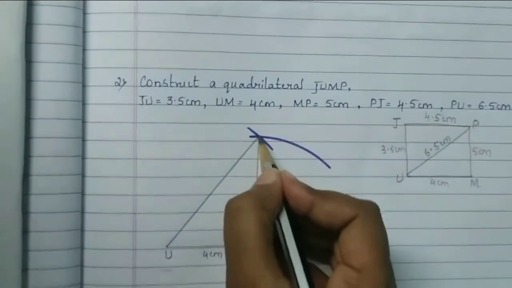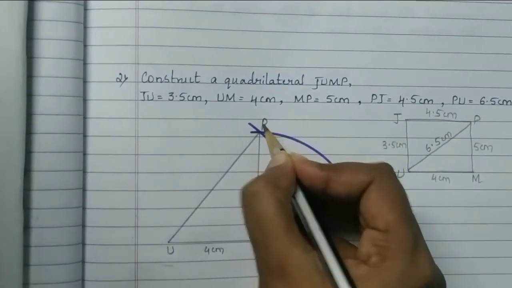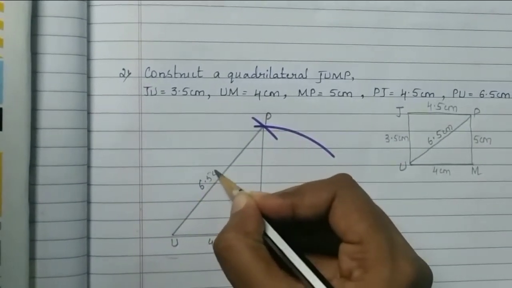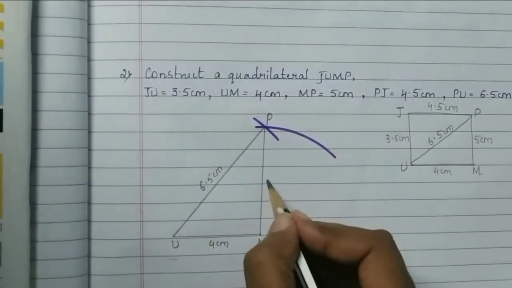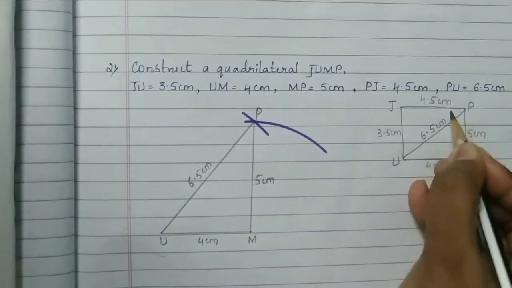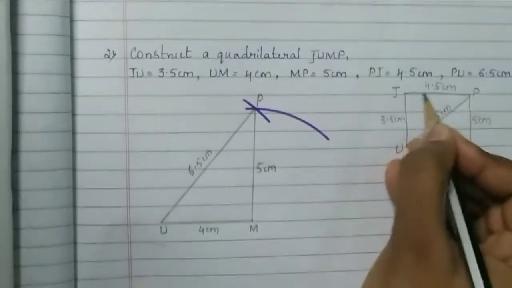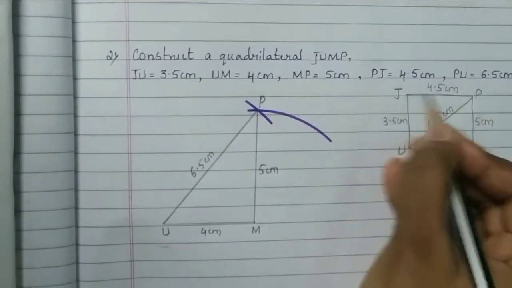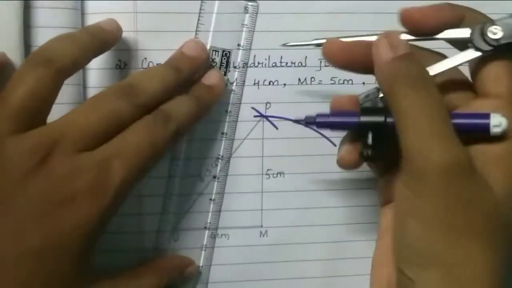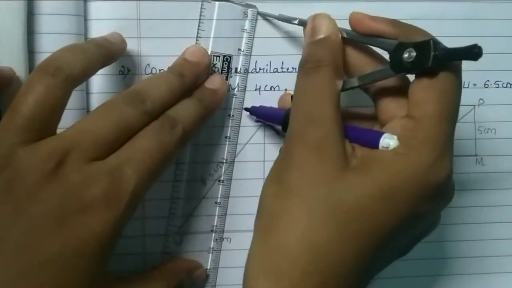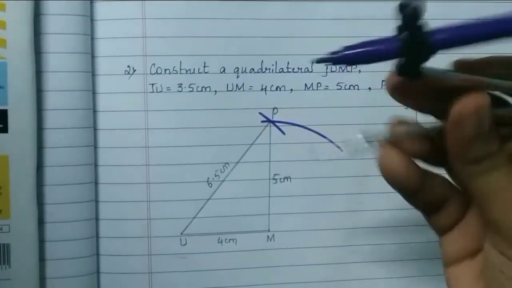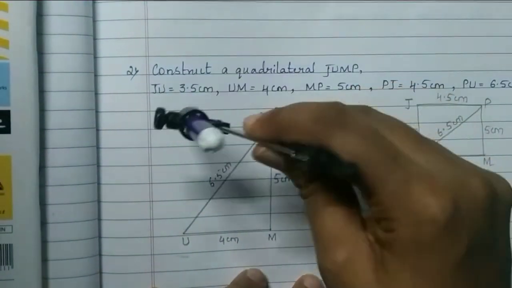So what is this point we got here? That is nothing but P. Our PU is 6.5 centimeter and PM is nothing but 5 centimeter. We got this part. Again the other part is remaining, that is 4.5 centimeter. From P we have to take 4.5 centimeter. So taking 4.5 centimeter here. So keep the point at P.